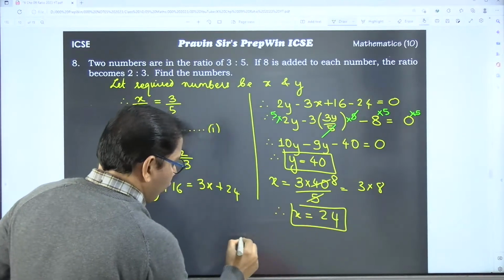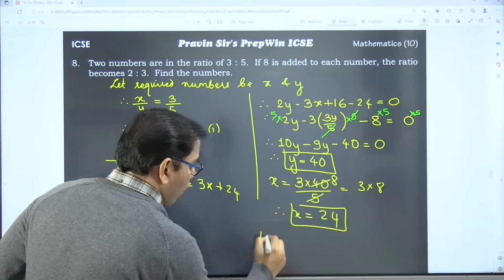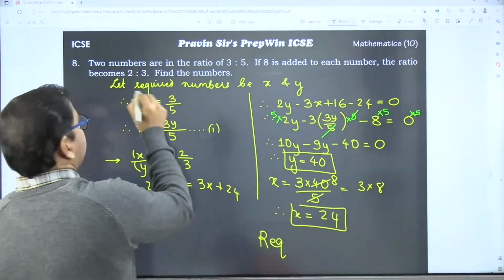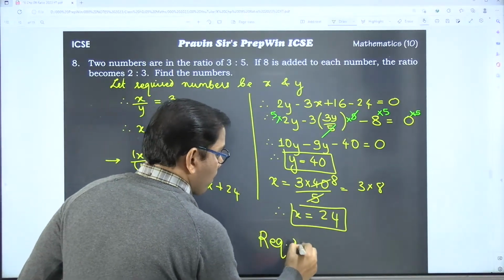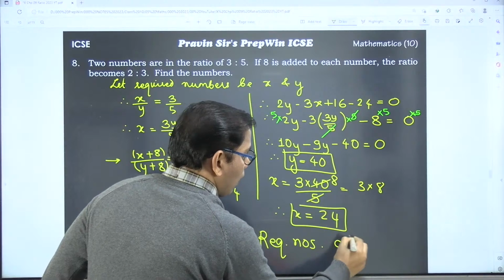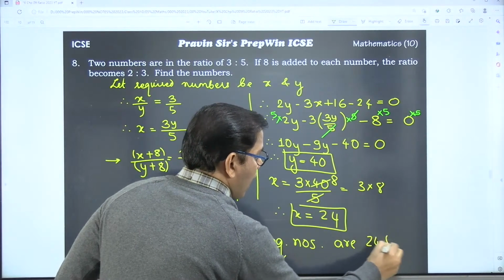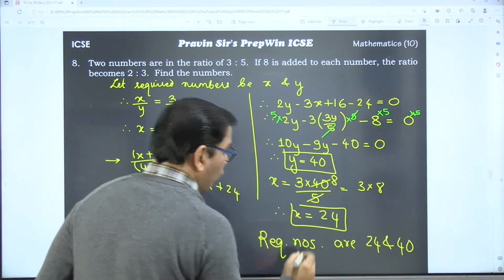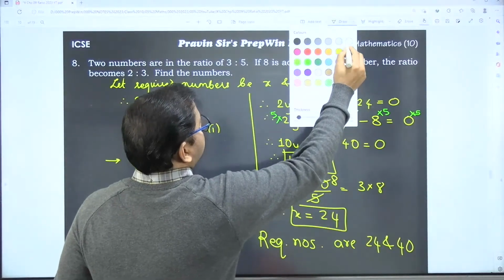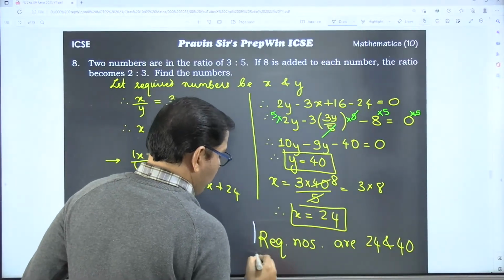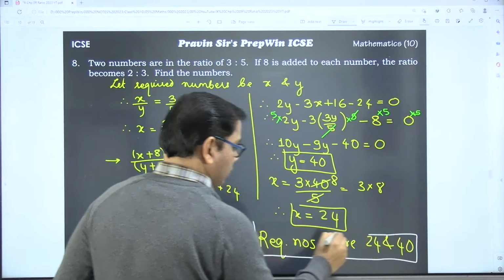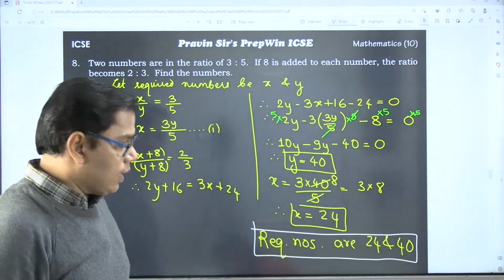So I'll write my final answer. Required numbers are 24 and 40. Have the habit of boxing your answer. Make your answer eye catching.